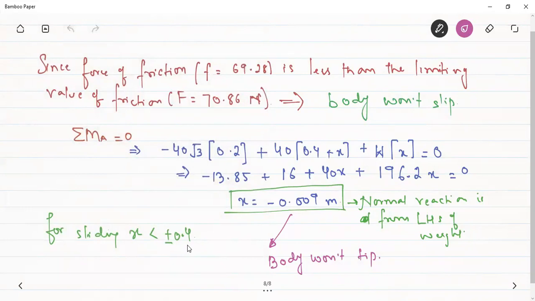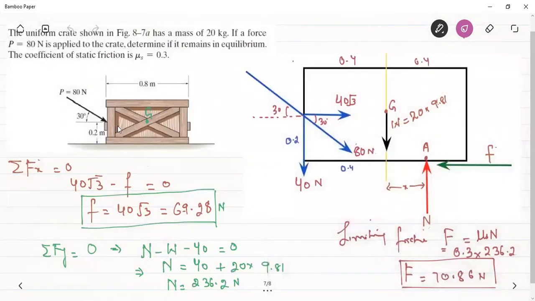Obviously some greater force will be required for the body to tip. So the applied force of 80 newtons in this case isn't enough for causing the tipping or the sliding of the body. Hope it is clear.